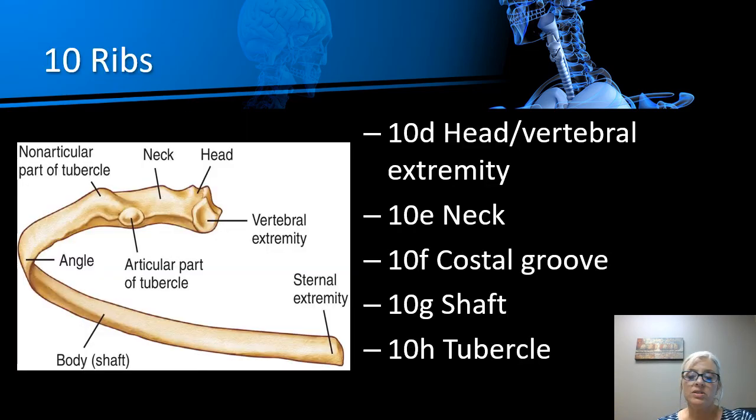We also have many parts of the rib, and these are the parts we are going to learn. We're going to look at the head or the vertebral extremity, because this is where they adjoin. Then we have the neck of the rib, which we know is always below the head. And then we have what we call the costal groove, the shaft, and the tubercle. So we're going to look at all of those.